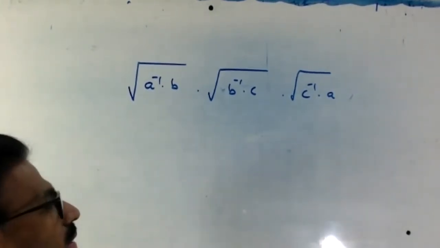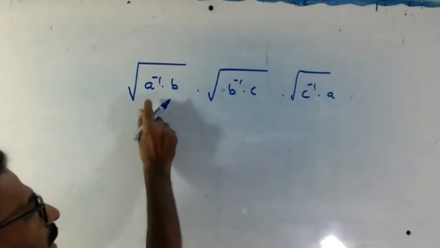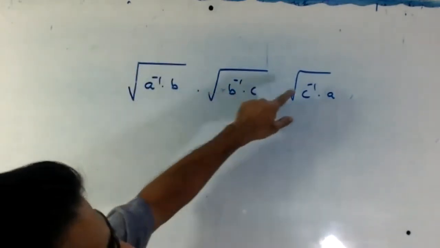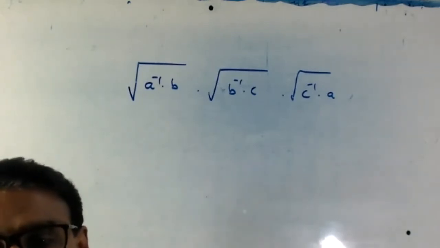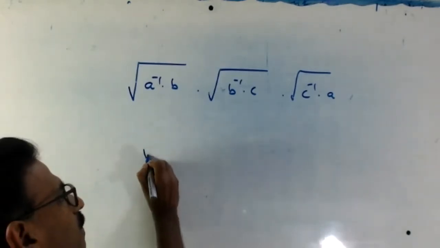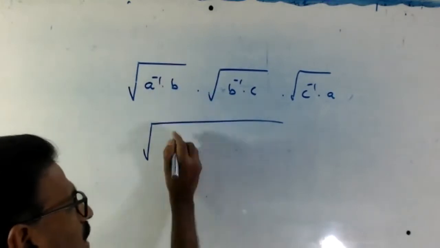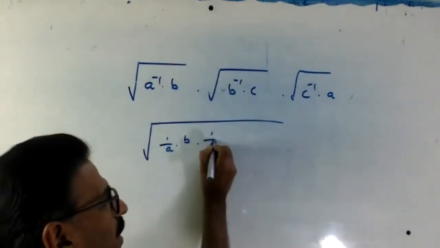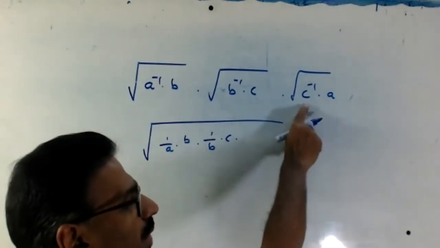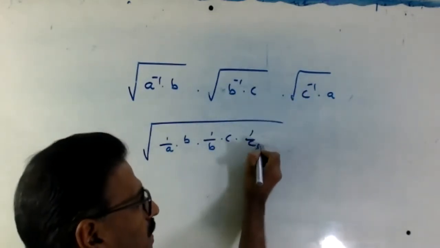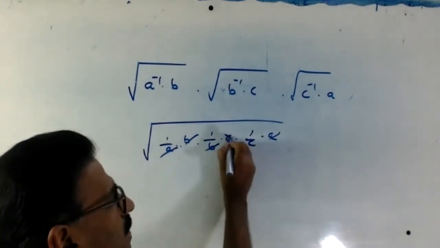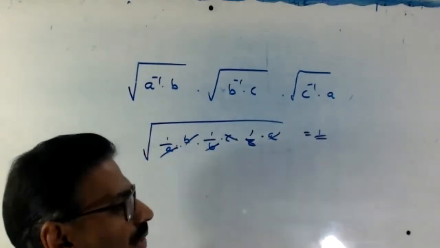Okay. So here we know that this one all same order. Look, order 2, order 2, order 2. So we can multiply it. Okay. So in a big root, a raised to minus 1 is 1 by a into b. B raised to minus 1 is 1 by b into c. C raised to minus 1 is 1 by c into a. A cancel, B cancel, C cancel. Answer is what? 1. Finish.